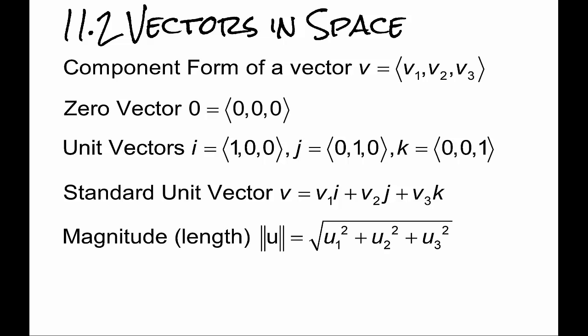The magnitude or length of a vector can be found by doing the square root of u1 squared plus u2 squared plus u3 squared. This is very similar to the distance formula. And then a unit vector can be found by taking the vector and dividing each component by its magnitude.